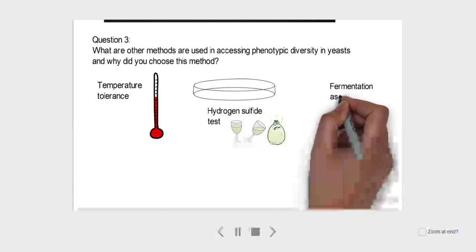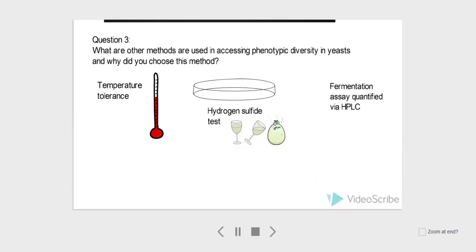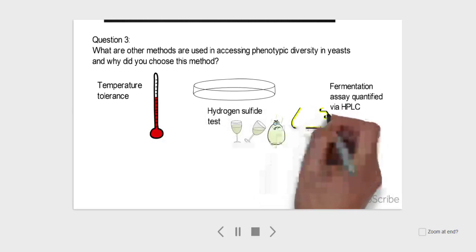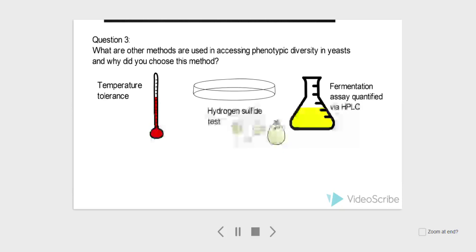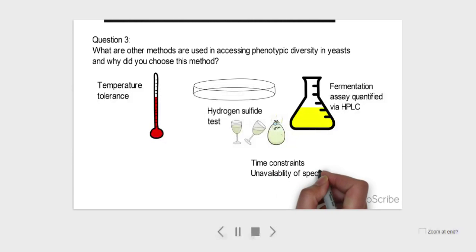And last, another common method used is a fermentation assay that's quantified via HPLC, which stands for high performance liquid chromatography. So in our study, we showed phenotypic diversity by fermentation of glucose and production of ethanol by spot assays, but HPLC is much more quantitative, and it provides the same key information in assessing the phenotypic diversity, but with respect to applications in wine production in a more quantitative way. So it's definitely more useful.